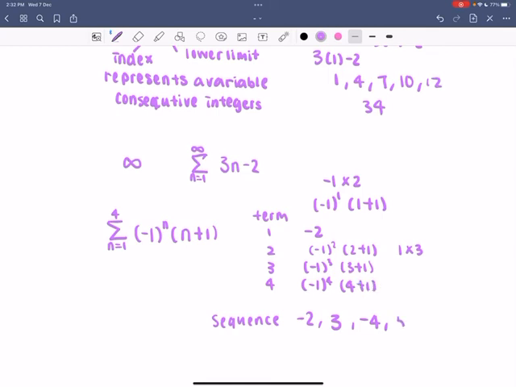And then we add them up to find the sum. So -2 plus 3 is 1. 1 minus 4 is -3. -3 plus 5 is 2. So the answer is 2.